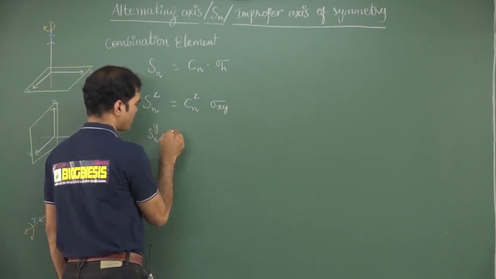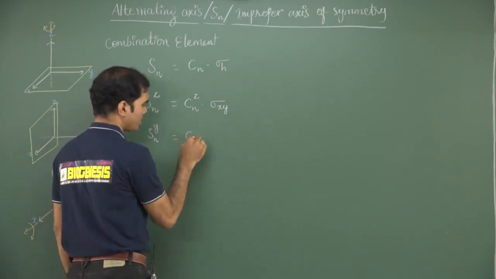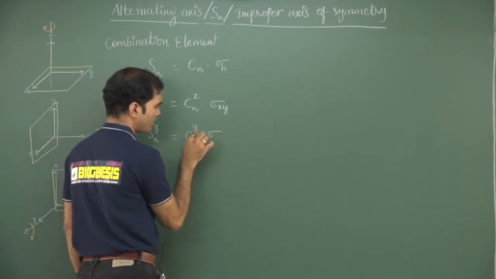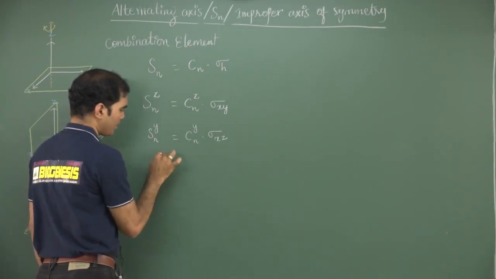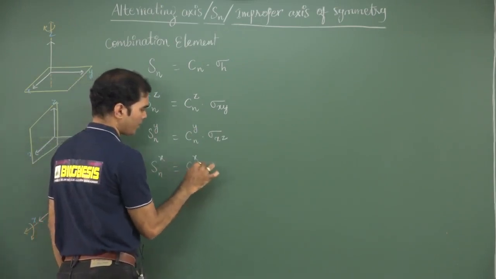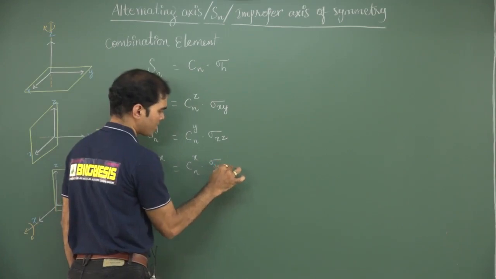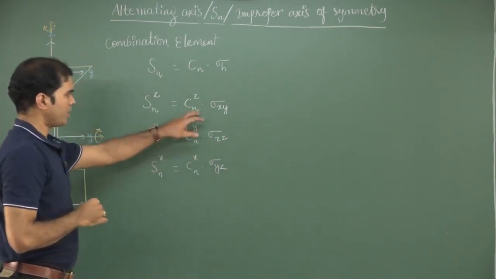Suppose I ask what is Sn along y? It is Cn along y and sigma should not contain that y. Sn along x is Cn along x and sigma should not contain x. So this is referred to as a combination element.